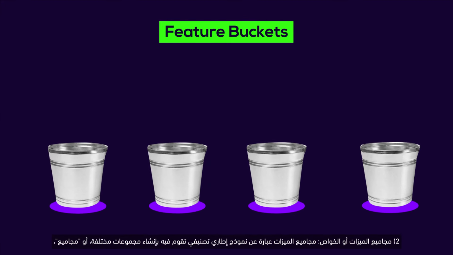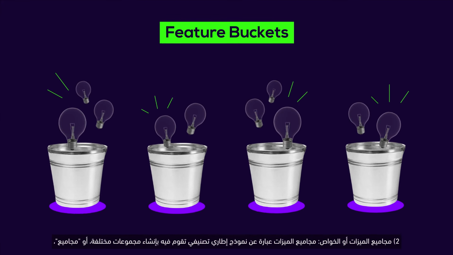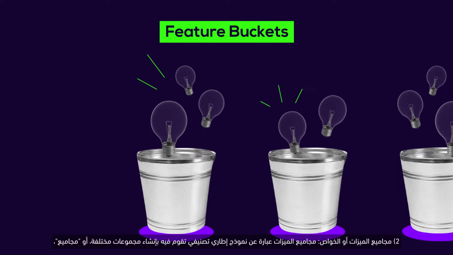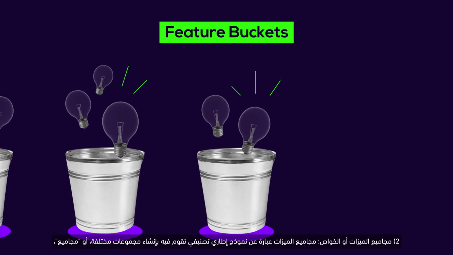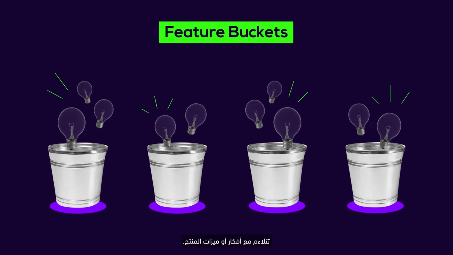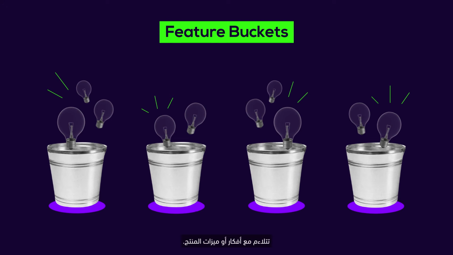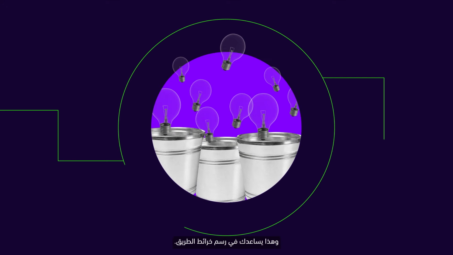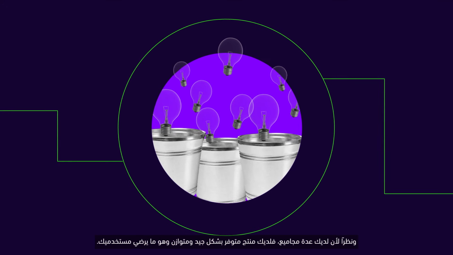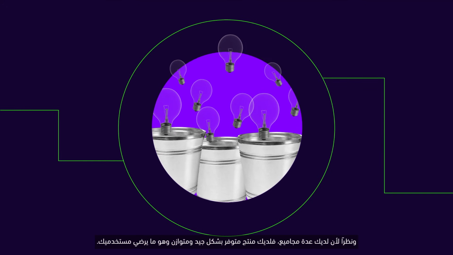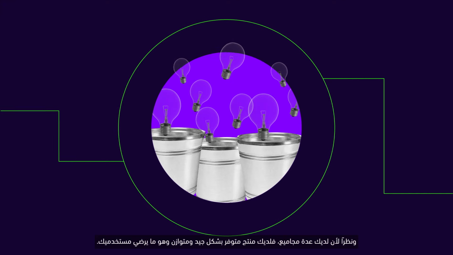2. Feature buckets. Feature buckets are a classification framework model in which you create different groups or buckets that the product features or ideas fit into. This helps you in road mapping. As you have several buckets, you have a better, well-rounded, and balanced product which satisfies your users.